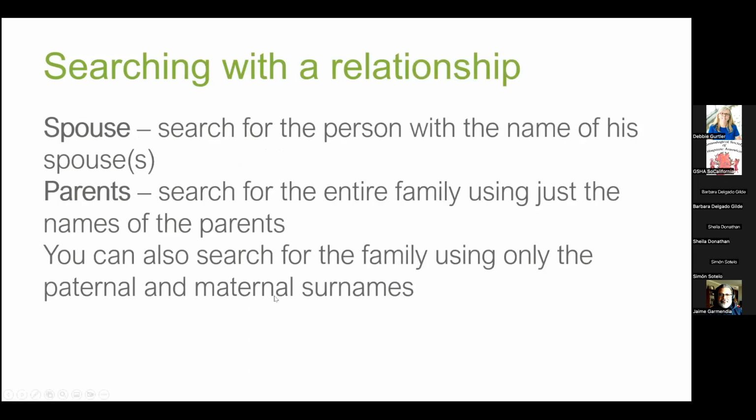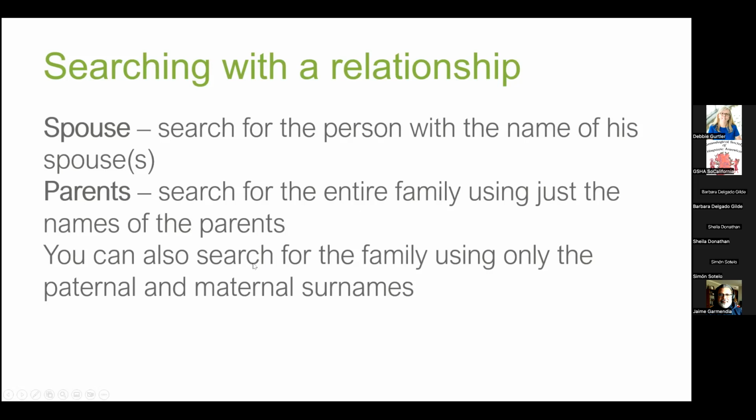All right, so let's talk a little bit about searching with a relationship. As I mentioned, you can do a spouse search. You can search for the person with the name of his or her spouse. And if they have multiple spouses, you can add multiple spouses in the search engine, which is a relatively new feature that they've just added. If you want to, you can do a parent search, so you can search for the entire family using just the names of the parents.